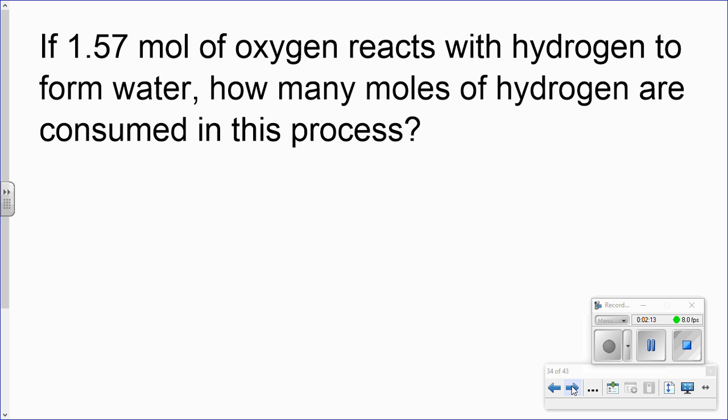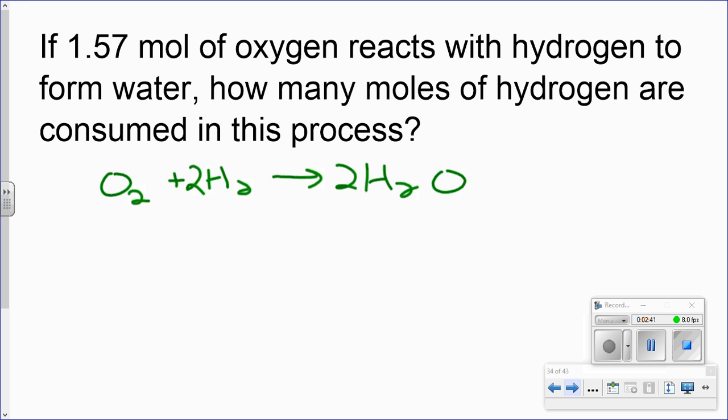So it says, if 1.57 moles of oxygen reacts with hydrogen to form water, how many moles of hydrogen are consumed in this process? So the first thing we've got to do is write a balanced equation. So oxygen reacts with hydrogen to form water. Balance the equation. I need a 2 here and a 2 here. Okay, good. How many moles of hydrogen are consumed in this process?